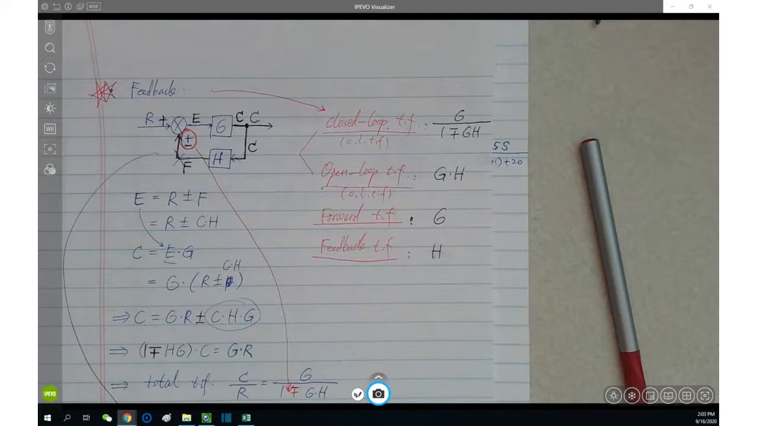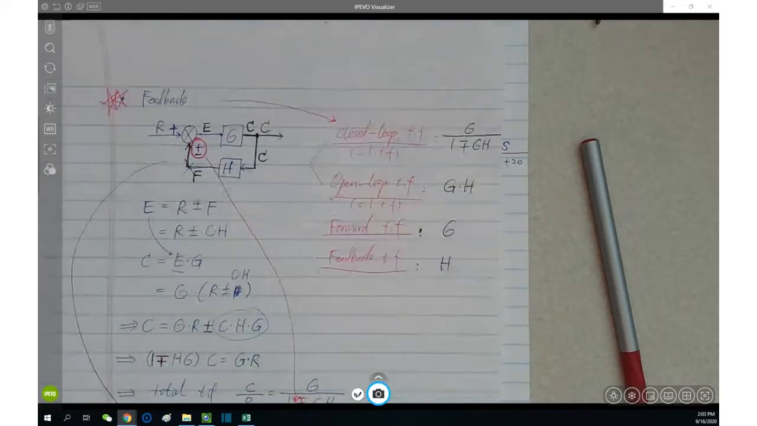Here, Lucas is asking, what is the difference between the Laplace transform and Fourier?